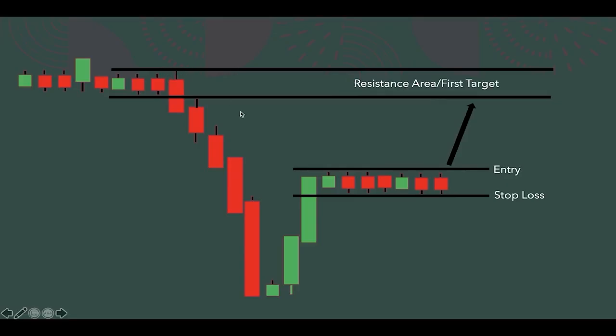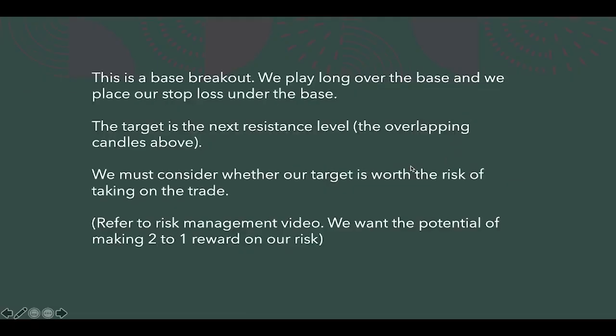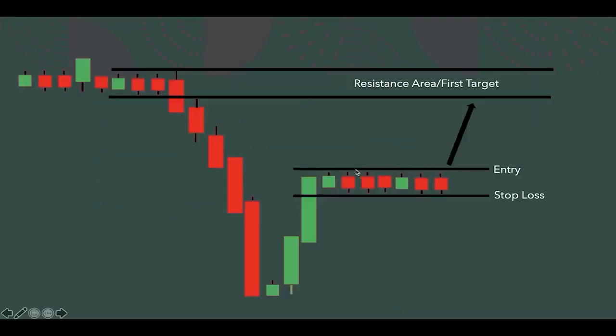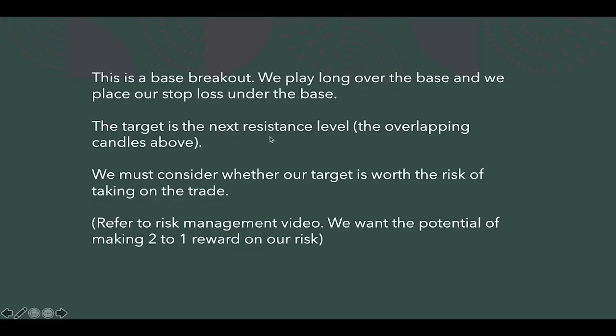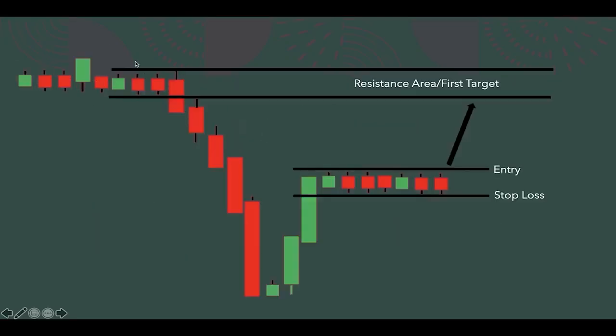But now that we know how to determine our targets, how to determine what the next resistance area is, we can manage our risk a little bit better, where we're trying to assess what we're risking versus what our potential reward is. Our potential reward is however much room there is between our entry and our target, or resistance area. I just want to reiterate, this is a base breakout. We play long over the base and we place our stop loss under the base. The target is the next resistance level, which are the overlapping candles above.